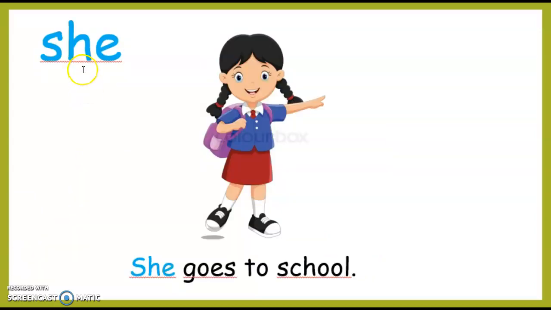She. This is a girl. Vamos a usar she only for girls. ¿Le podemos decir she a un boy? No. Only to a girl. She goes to school. She goes to school. ¿Sí? Ella tiene su backpack, su uniform y está lista para ir a la school. She.